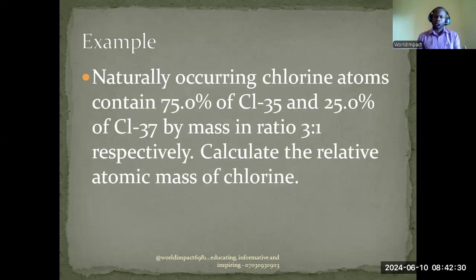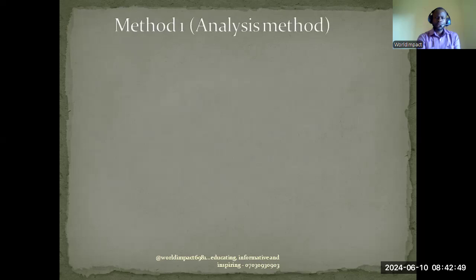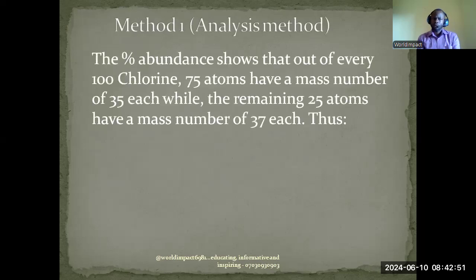Whichever one we make use of, we are going to get the same answer at the end of the day. But most often, your questions do not usually give you the two. That's why I combined them together, so that we can put it into practice and be able to answer any questions that may come up anytime. Okay, let's go. Method 1 is the percentage abundance method. Let's go there.